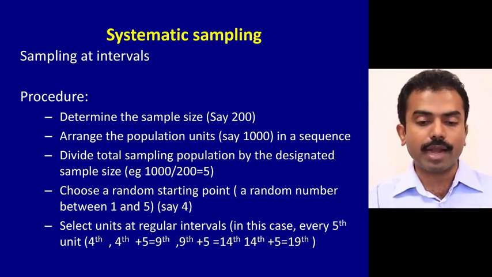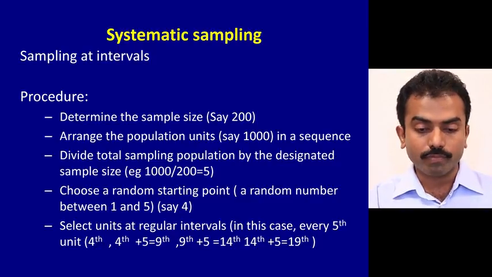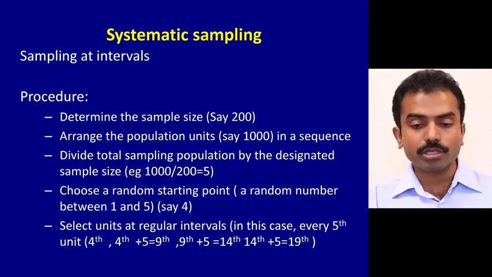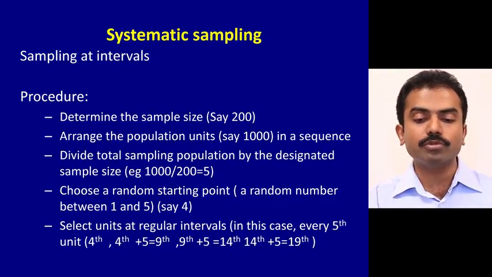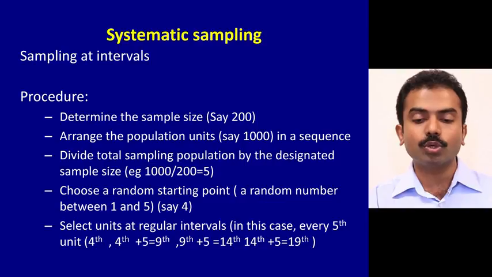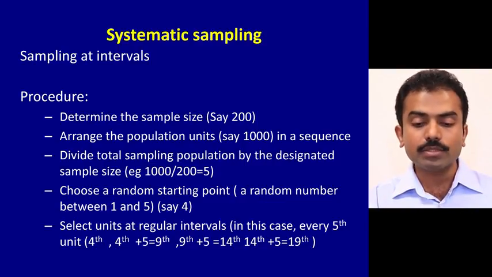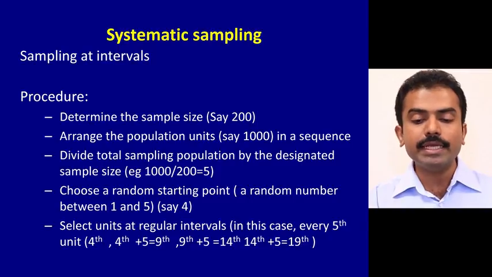What is systematic random sampling? This is sampling at intervals. How do we do this? Assume we have to draw a sample of 200 from a population of, let's say, 1000. How do we do that? First of all, we divide the total population by the designated sample size, and this will give us the sampling interval.